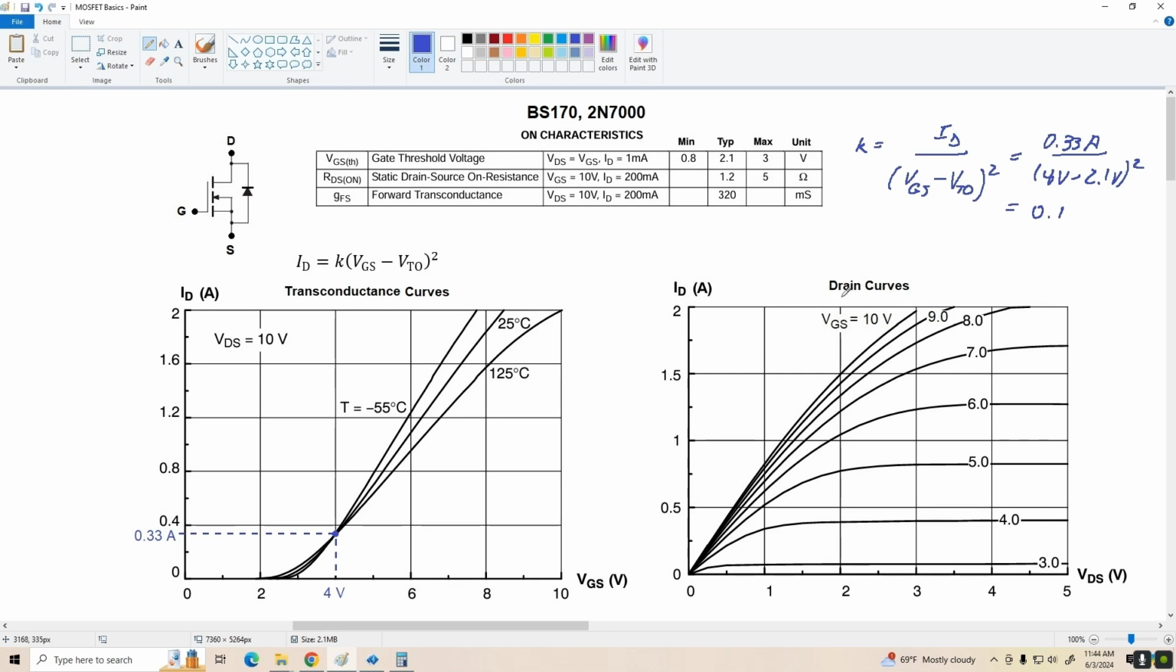All right, now let's look at the drain curves for a second here, and notice that they're also given for relatively high current values, and we're going to be operating way down here. So again, these curves are not too useful to us, but that's not going to be too much of a problem, as we'll see in a moment. Okay, so let's move on to the next slide.